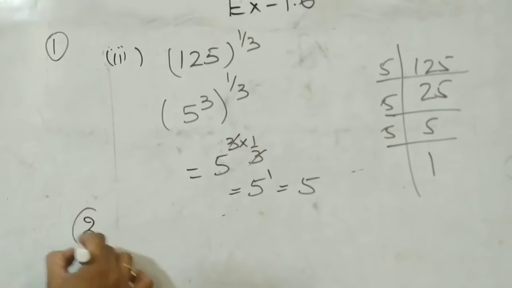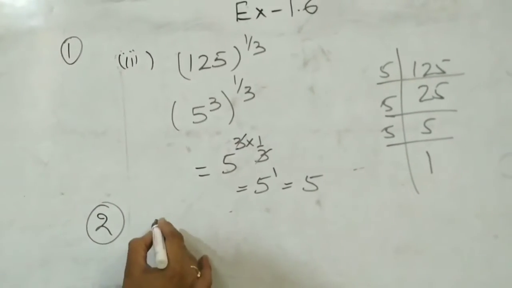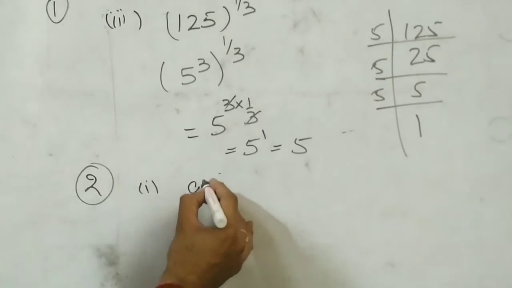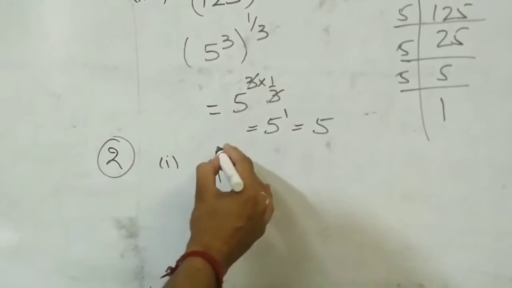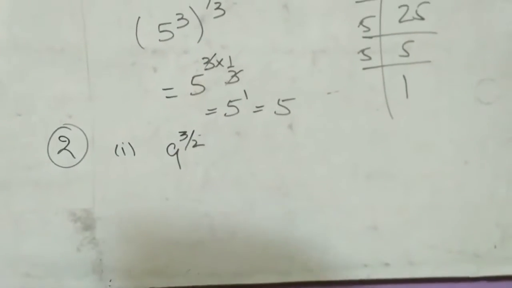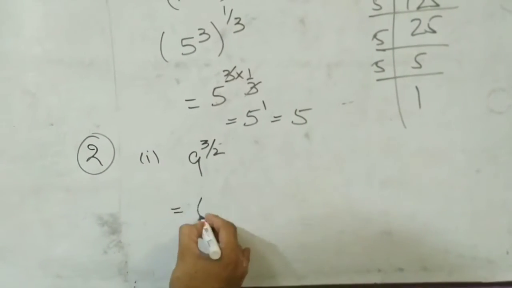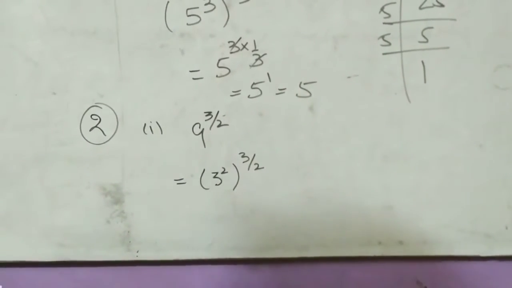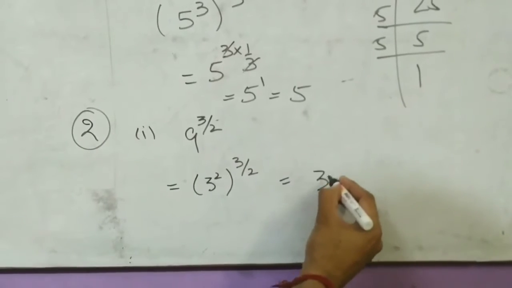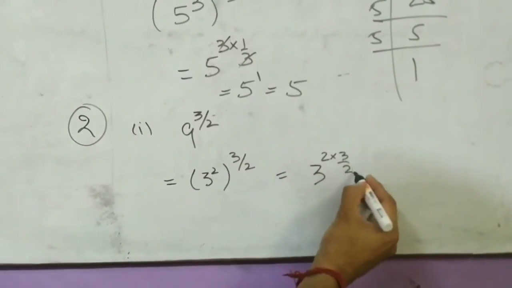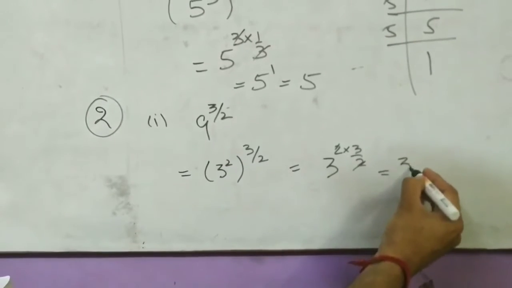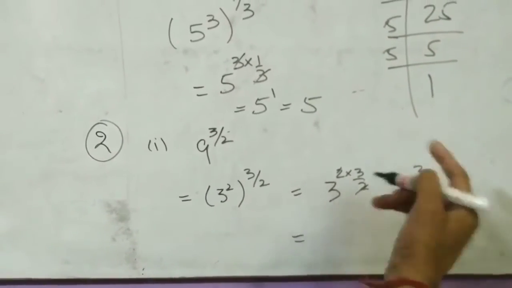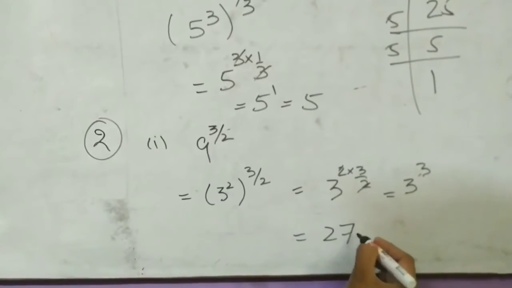Then you have question number 2, first part. 9 to the power 3/2. Now everybody knows that 9 is 3 square. Three to the power 3 means 3 has to be multiplied 3 times. 27.